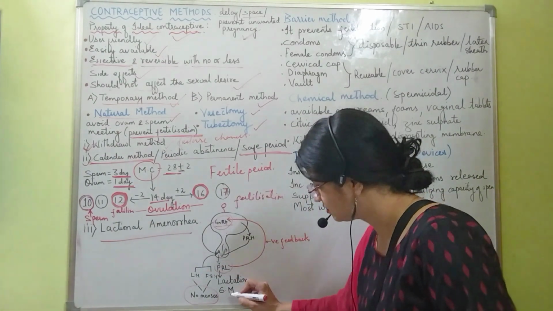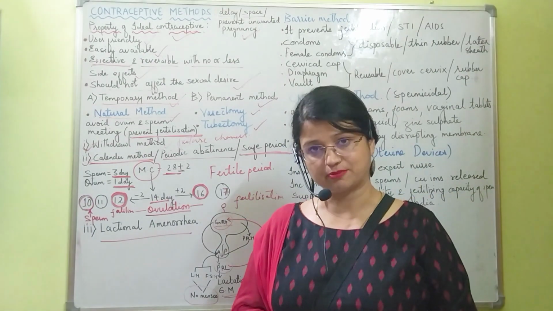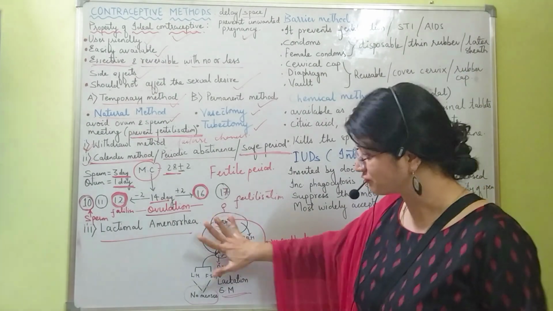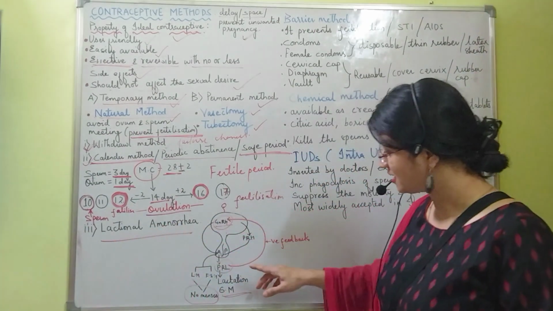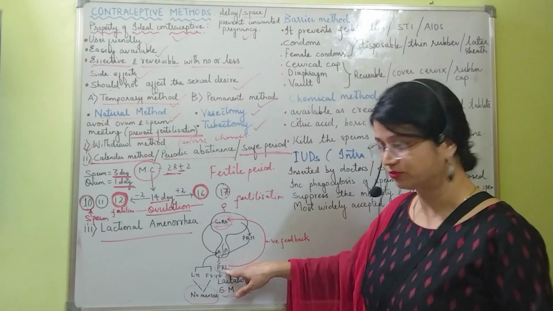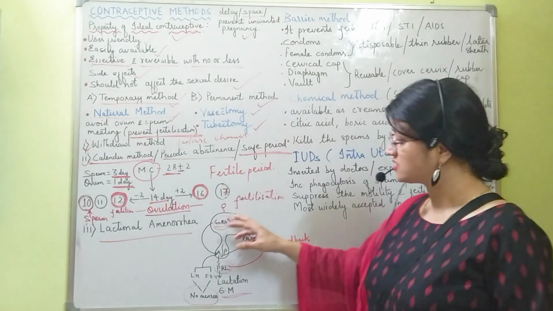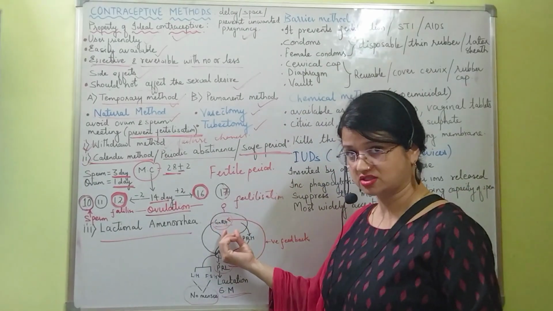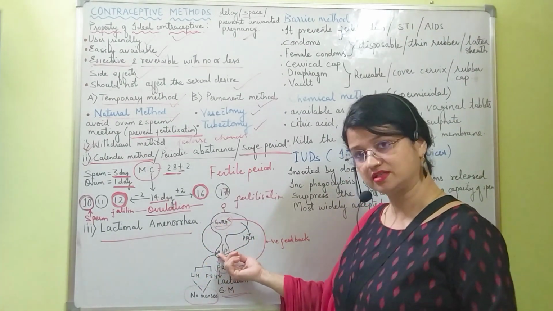Clear? So during this period, no fertilization will take place. But here also there are chances of failure. But you have to remember the concept that during the lactational period there is a negative feedback by the hormone PRL, that is prolactin, and GnRH, that is gonadotropin releasing hormone, does not stimulate the anterior pituitary.